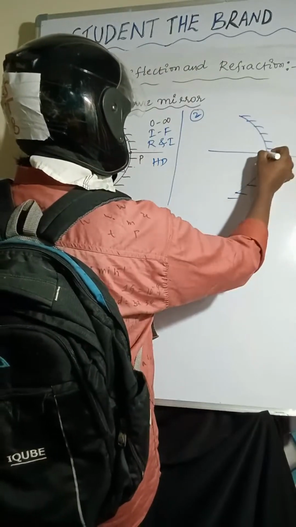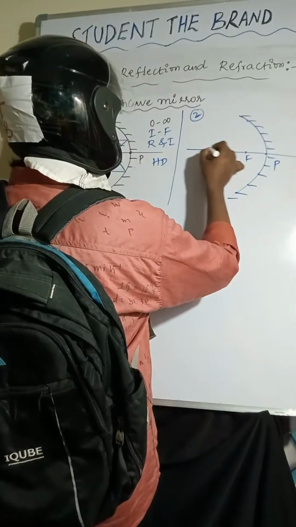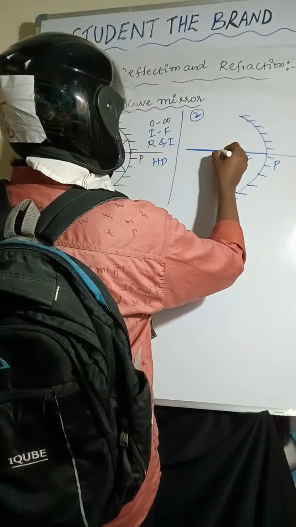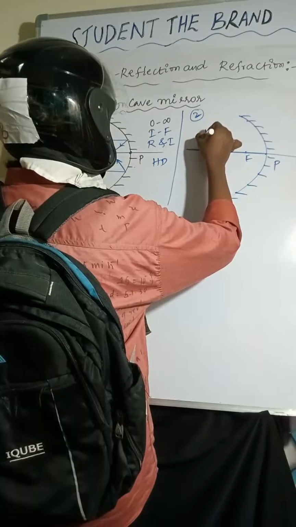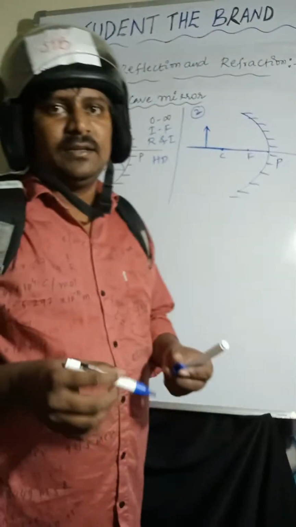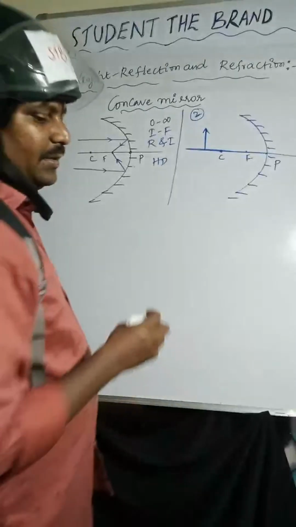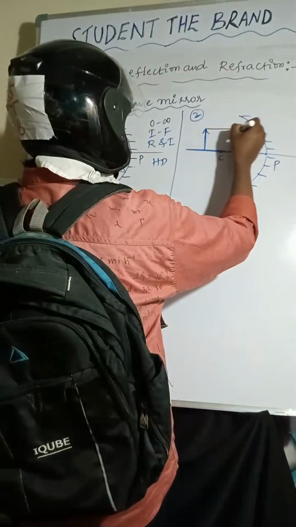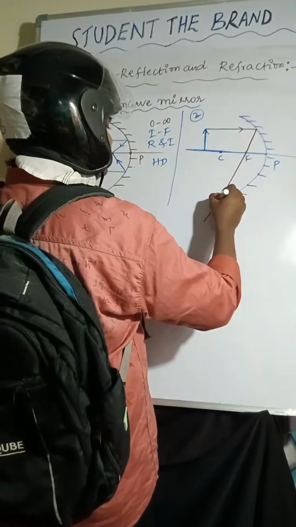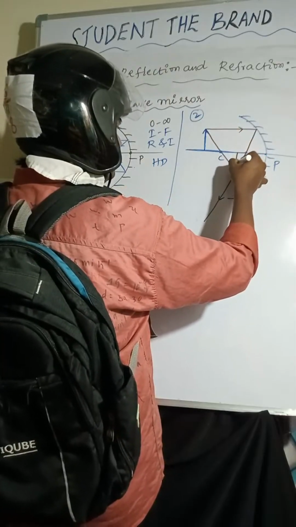So pole, focus, center of curvature. Object is placed beyond center of curvature. How many light rays are required? Minimum 2 light rays, I said, no? Minimum 2 light rays are required to form the image of the object, right? So I'm taking here one light ray, it passes like this. Another light ray passes through center of curvature. The image will form between C and F.